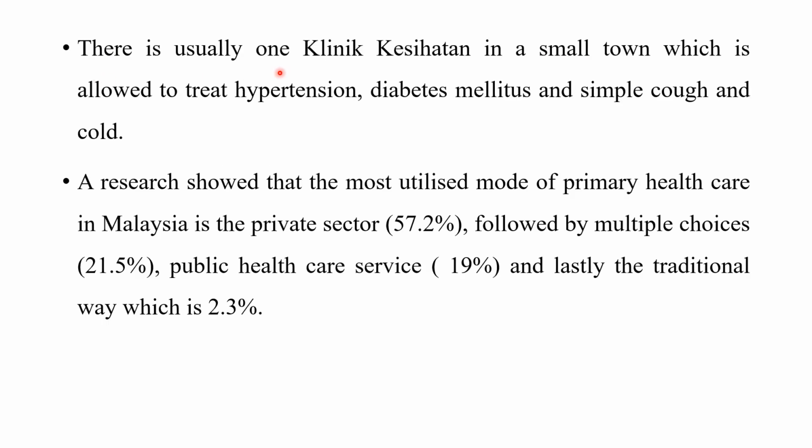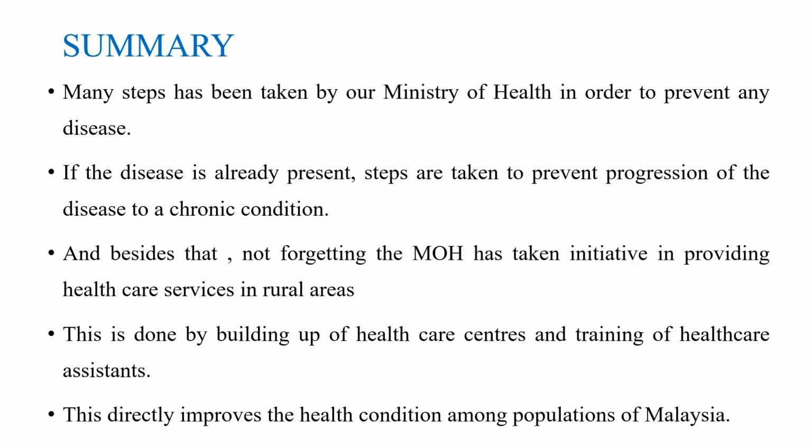There is usually one Klinik Kesihatan in a small town, which is allowed to treat hypertension, diabetes mellitus and simple cough and cold. A research showed that the most utilized mode of primary health care in Malaysia is the private sector, at 57.2%, followed by multiple choices at 21.5%, and public health care services at 19%. Lastly, the traditional way is 2.3%. Traditional means Chinese medicine and the like.